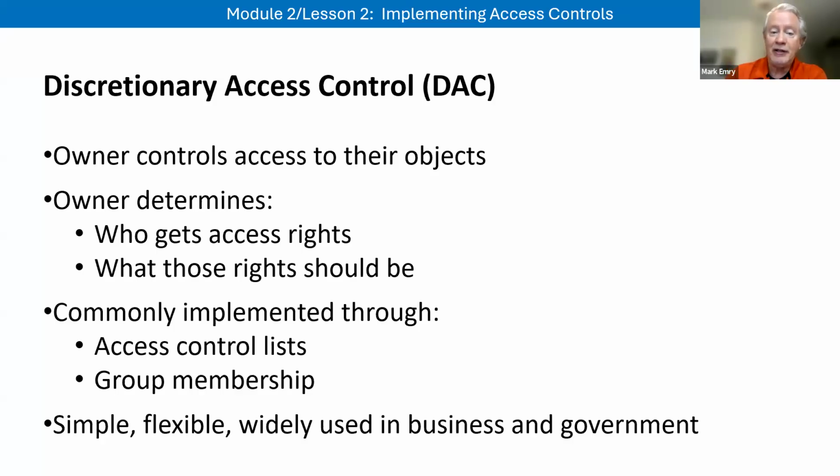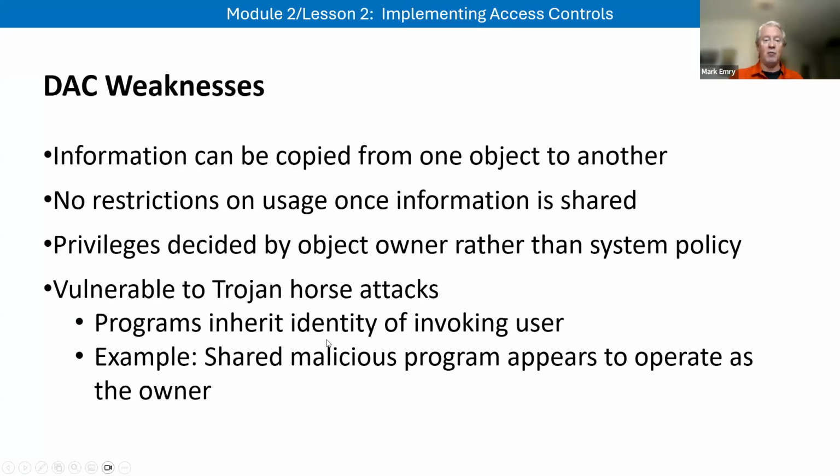DAC is simple, it's flexible, it's widely used in business and in government. Access control lists and group membership are the most common mechanisms for implementing DAC policies. It does have some weaknesses, however. The weaknesses of DAC are that information can be copied from one object to another. There are no restrictions on the usage of information once it has been shared, and privileges are decided by the owner of the object rather than through a system policy.